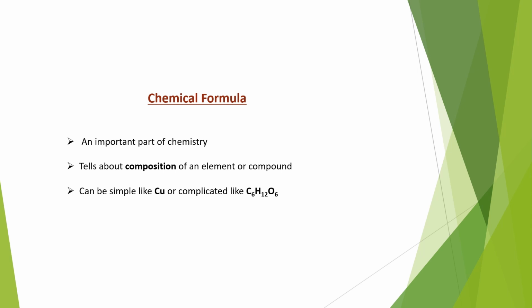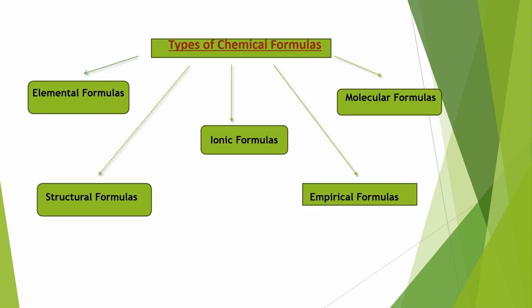Chemical formula, an important part of chemistry, tells about the composition of an element or compound. It can be simple like Cu or complicated like C6H12O6. There are 5 types of chemical formulas: elemental formulas, structural formulas, ionic formulas, molecular formulas, and empirical formulas.